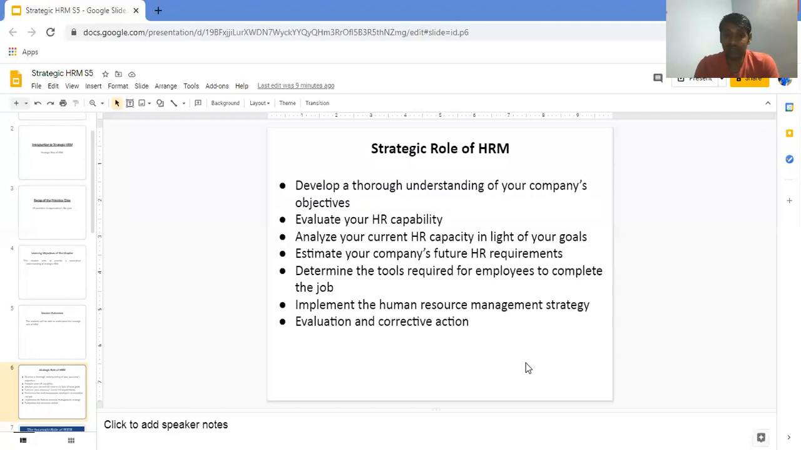The next comes implement the human resource management strategy. He will have his own ideas or plans which are meant for satisfying the vision or goals of an organization. So he has to analyze, plan, evaluate everything, and then implement his strategy in a better manner. So it is also a very important key role played by every human resource manager in an organization. The last one comes evaluation and corrective action.